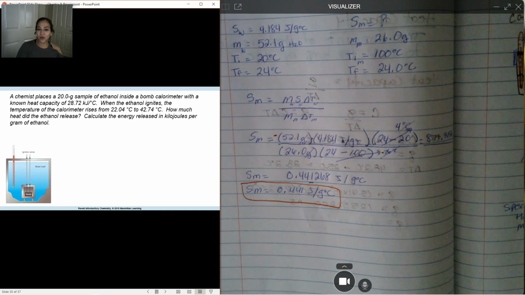All right, we're going to go over now this other problem right here. It says a chemist places a 20-gram sample of ethanol inside a bomb calorimeter with a known heat capacity of 28.72 kilojoules per degree Celsius. When the ethanol ignites, the temperature of the calorimeter rises from 22 to 42.74. How much heat did the ethanol release? And calculate the energy released in kilojoules per gram of ethanol.